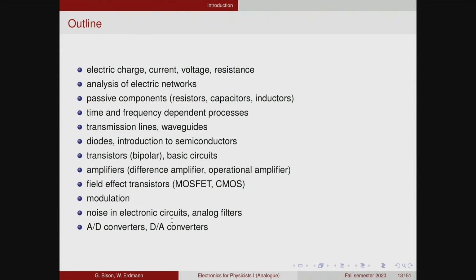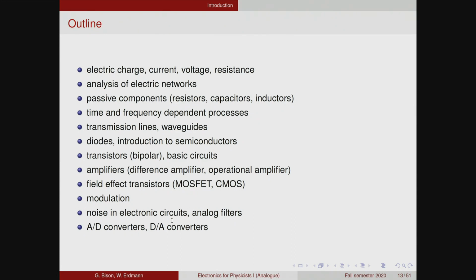Go into time and frequency dependent processes, transmission lines, then the first semiconductors, diodes, transistors, first the bipolar and the basic transistor circuits. Then we will go into more advanced amplifiers, for example, the difference amplifier or the operational amplifier. Then we cover, or actually Wolfram does, field effect transistors, so a different kind of transistor.